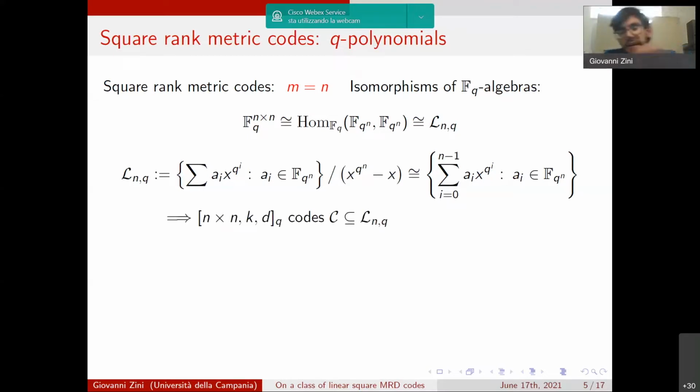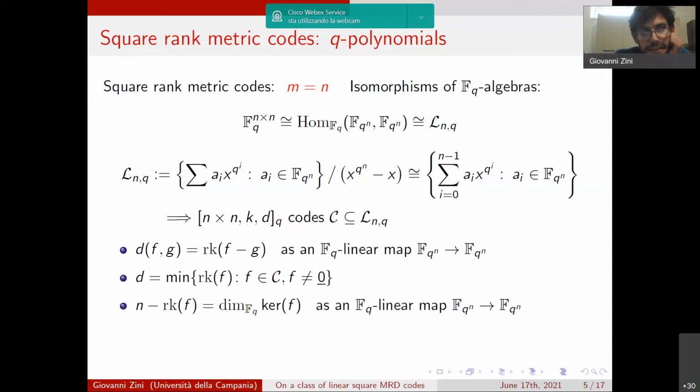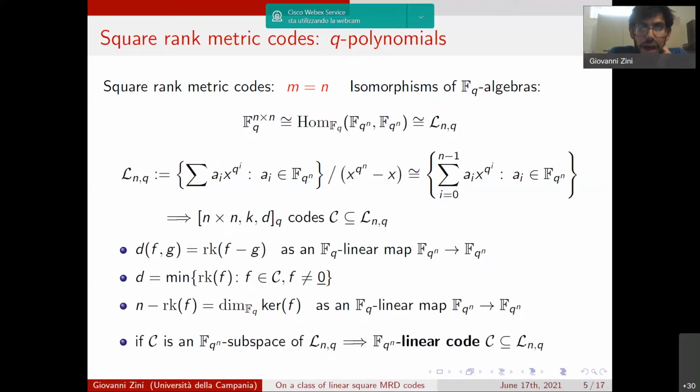So we'll look at codes in this ambient space. So the distance between two code words, between two maps f and g, is the rank of the difference as an F_q-linear map. And also n minus the rank is the F_q dimension of the kernel, of course, as an F_q-linear map. And the minimum distance of the code is the minimum rank of a non-zero map in C. Well, if C is not only F_q-linear, but also F_{q^n}-linear, that is closed under multiplication on the left by scalars in F_{q^n}, we say that it is an F_{q^n}-linear code.